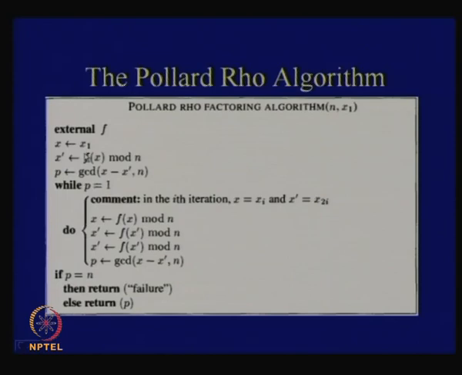You start with one x1 value, and you start with another x' value. There is a first starting point x1 and the next point, which is f(x). First you compute the GCD of x minus x' and n. If you get a value equal to n, then what you have obtained is actually a trivial factor. If you have obtained a value of p equal to 1, then you start this loop again.